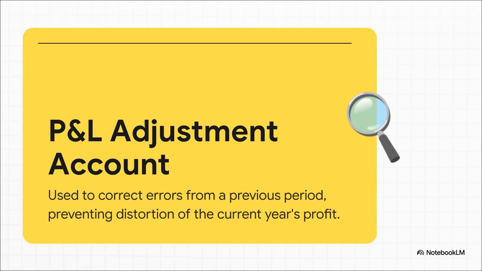Now for those tricky stage 3 errors, the ones you find from a period that's already closed, we need a totally different tool. You can't just go back and change last year's expense accounts. That would be a mess. Instead, you use a profit and loss adjustment account. This makes sure the correction for last year's mistake doesn't accidentally screw up your profit calculation for this year. It keeps everything clean and transparent.